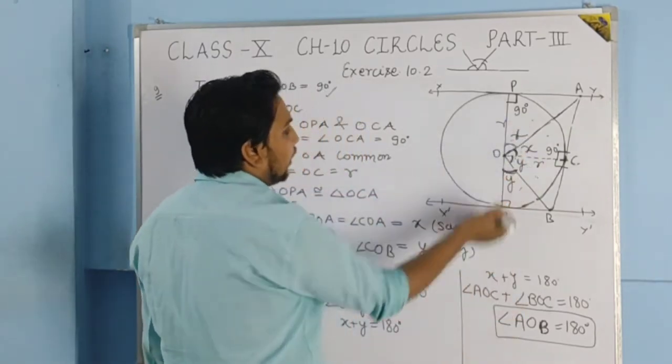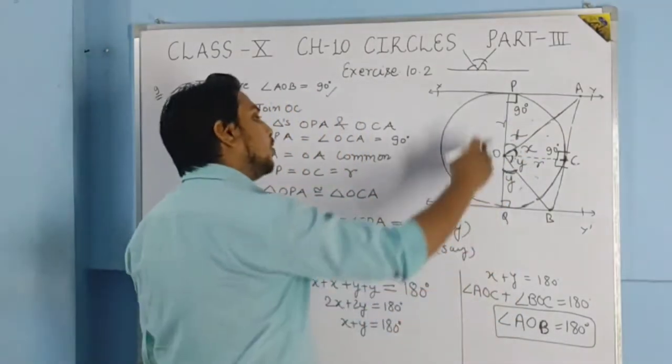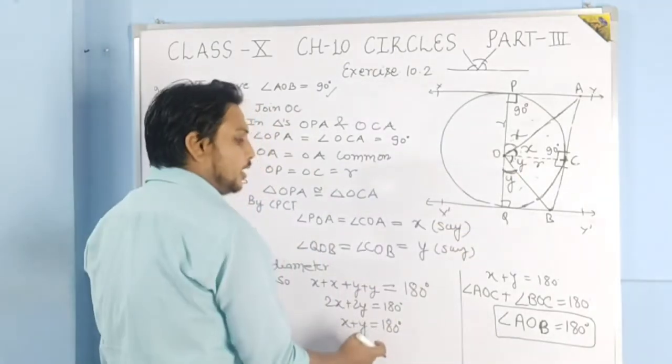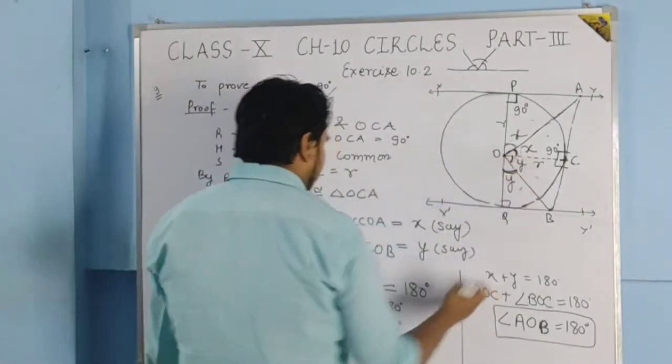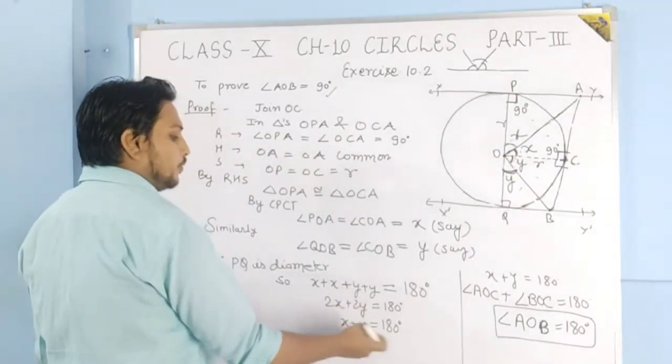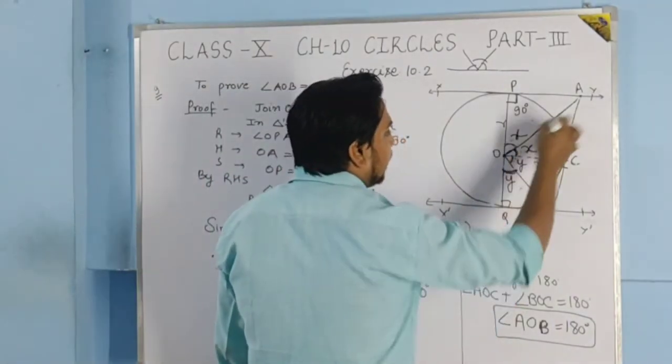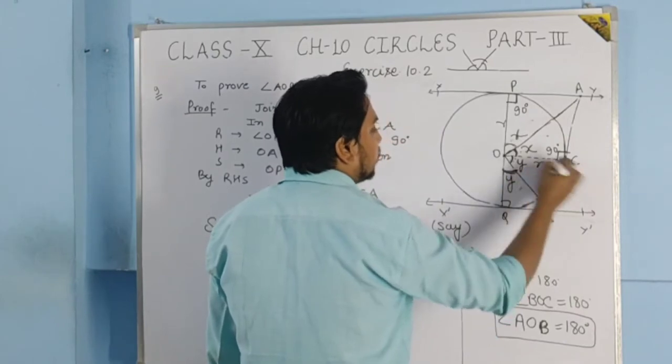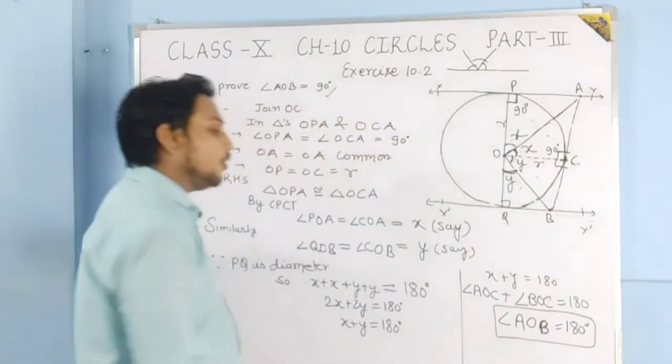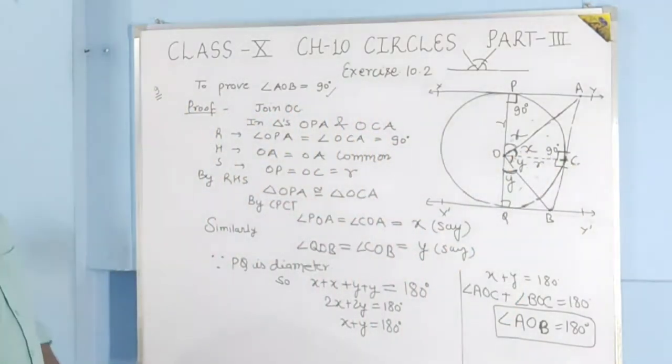Now they are linear pairs of angles, so the sum of all the angles will be equal to 180 degrees. Now if we divide by 2 from here, x plus y is equal to 180 degrees. X we can write as AOC, y we can write as BOC, and when we add them, we get angle AOB is equal to 180 degrees.